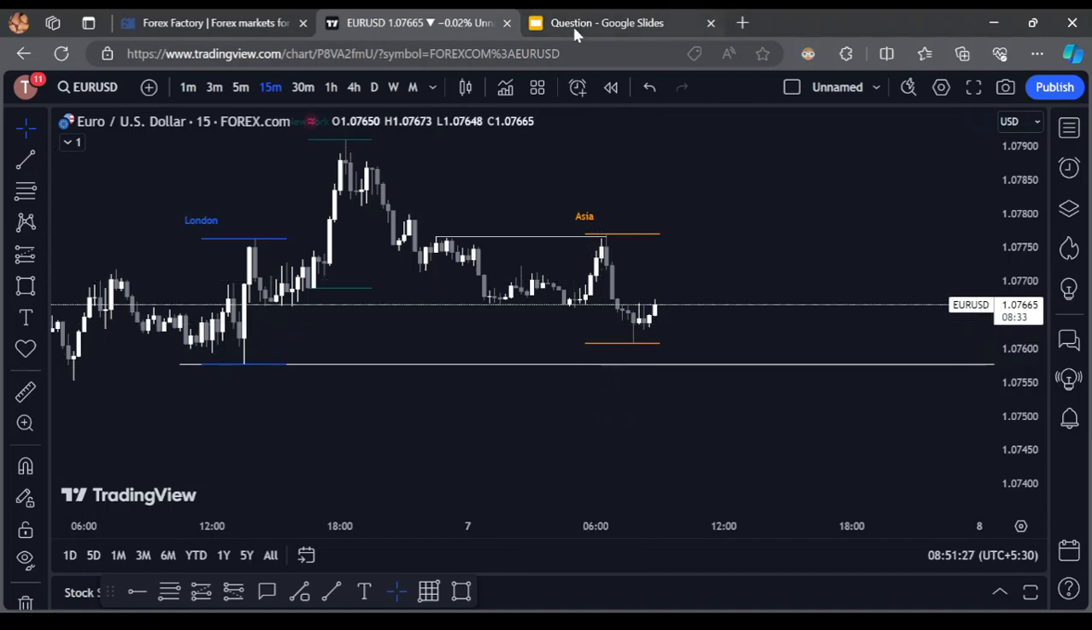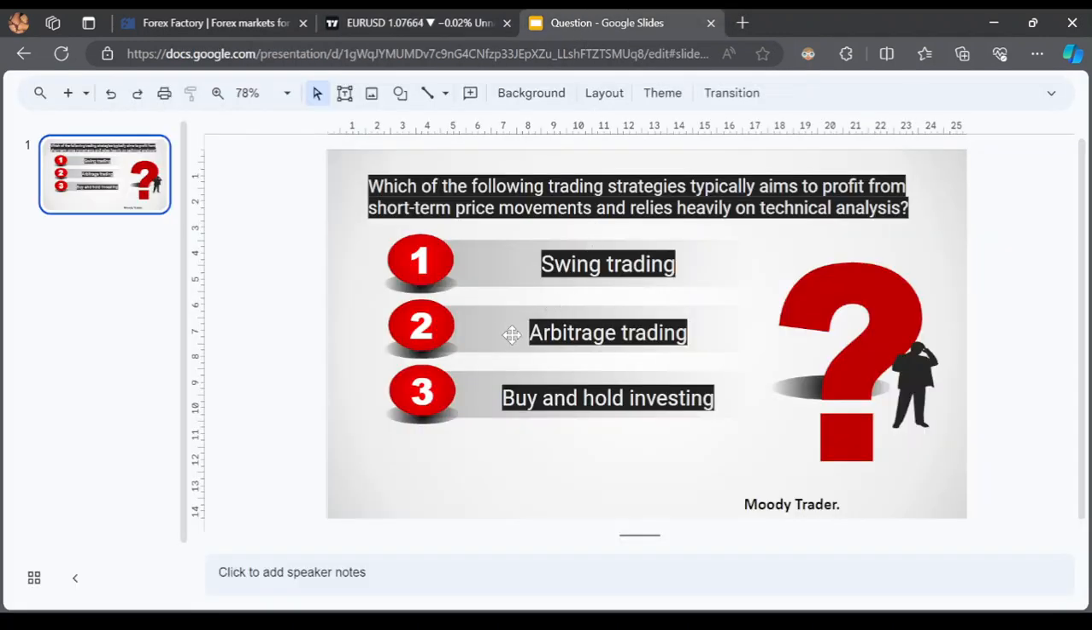Let's move to the questions round now. So the question for today is, which of the following trading strategies typically aims for profit from short-term price movements and relies heavily on technical analysis? So the first option is swing trading, the second option is arbitrage trading, and the third option is buy and hold investing.